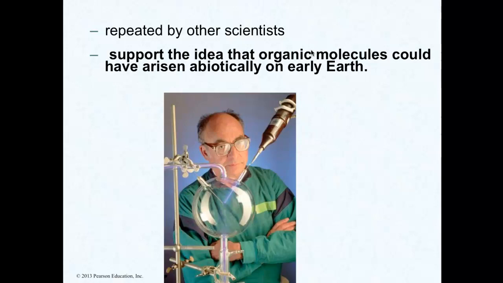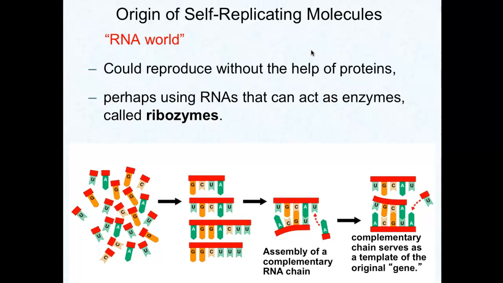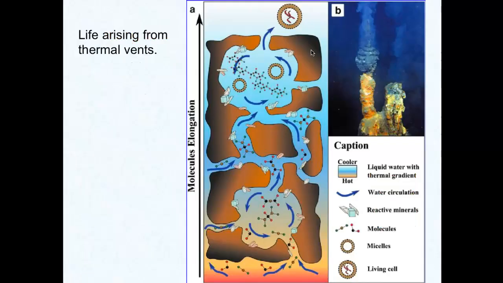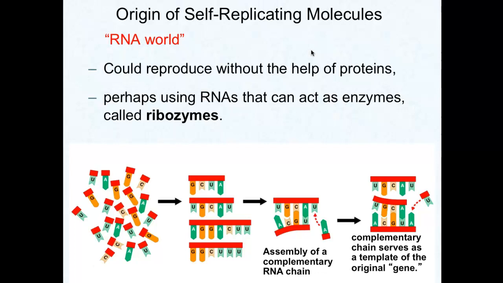The second hypothesis is that the organic molecules originated in deep sea thermal vents rather than on top of the Earth where the atmosphere was. And this has the most support at the moment. Oops, sorry, let me actually back up. Sorry, I got ahead of myself.